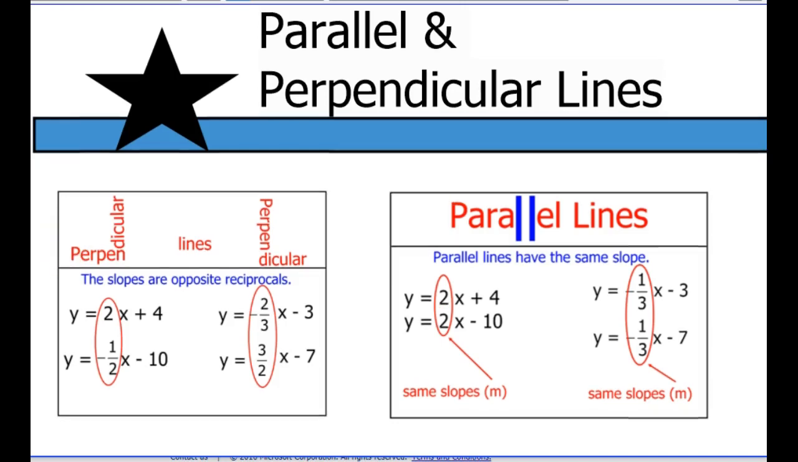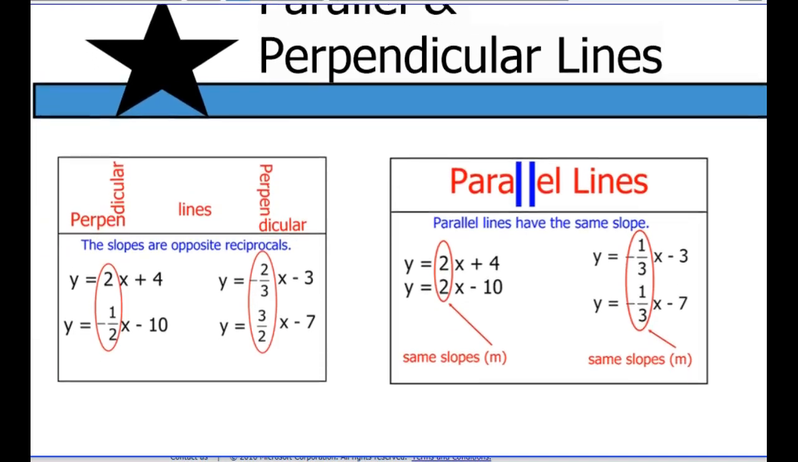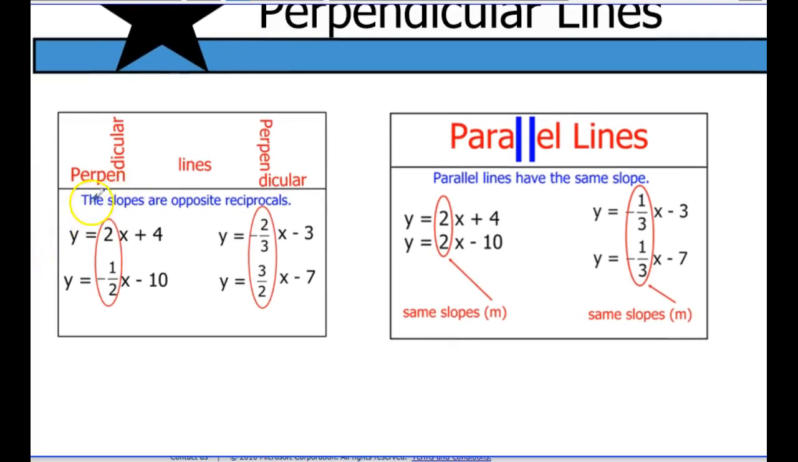Now our last lesson is parallel and perpendicular lines. So if you remember, perpendicular lines have opposite reciprocals for their slopes. So if we have 2, that's like saying 2 over 1. The opposite of positive 2 over 1 is negative, and the reciprocal, we flip our two numbers. So instead of 2 over 1, we get 1 over 2. Here we have a negative 2/3. The opposite of negative is positive. The reciprocal of 2/3 is 3 over 2.